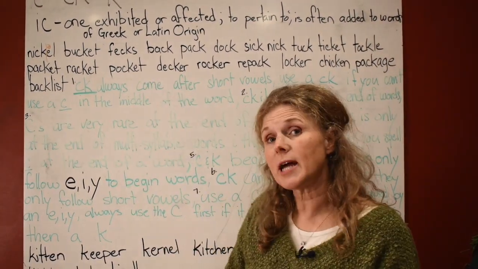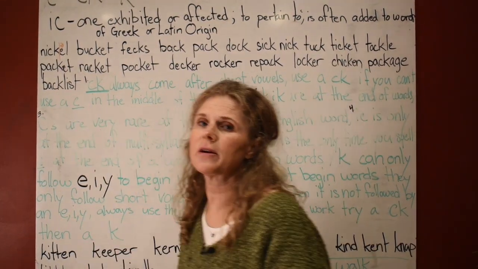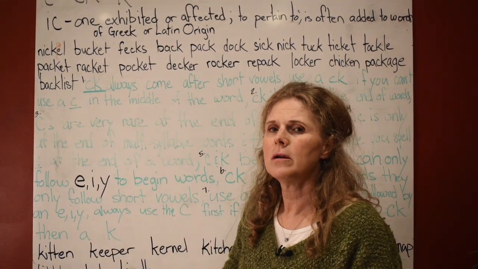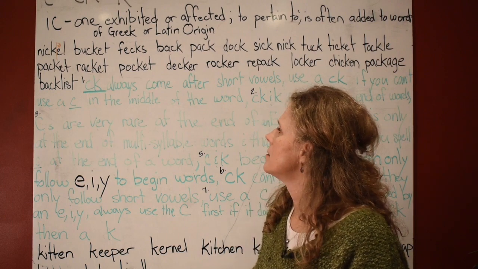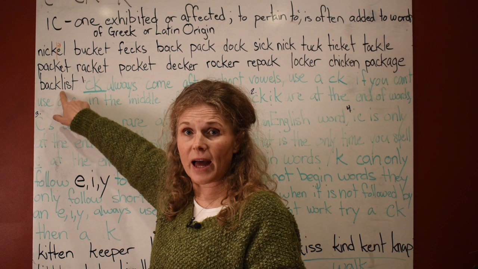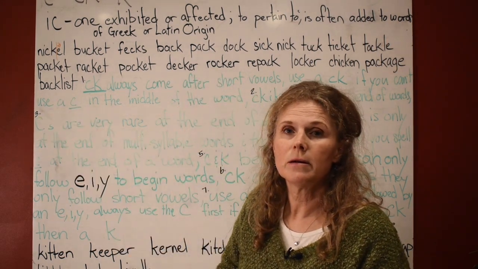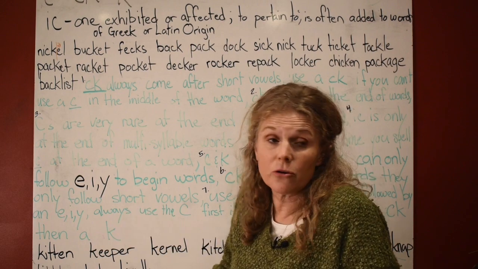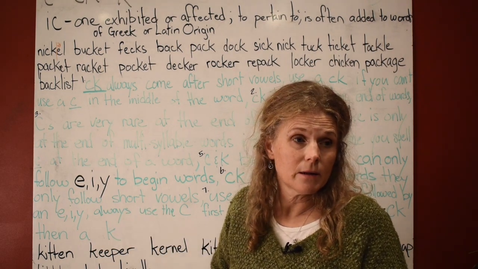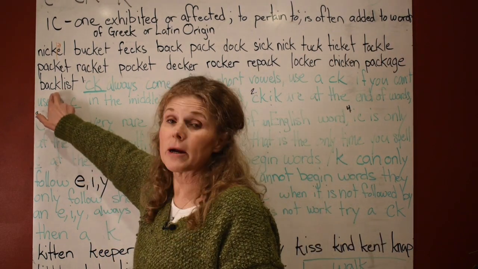Backlist, this is a multi-syllable word. Why are we doing a CK there, Dan? Because it's a short vowel. Because that is a short vowel, but look, that's an L. Why are we not putting a C in there? Because typically we could put a C in there, right? Because L is not an option. Because that is a compound word.